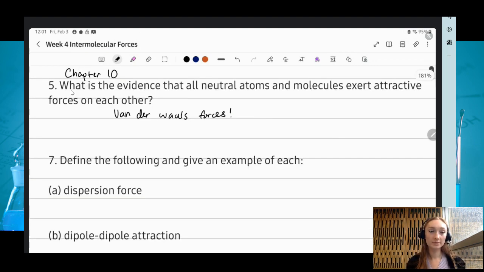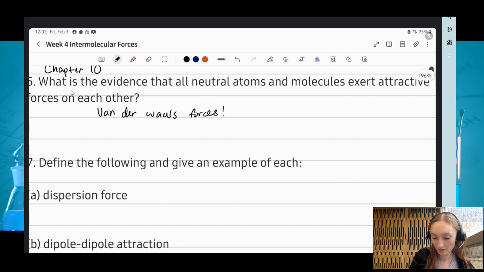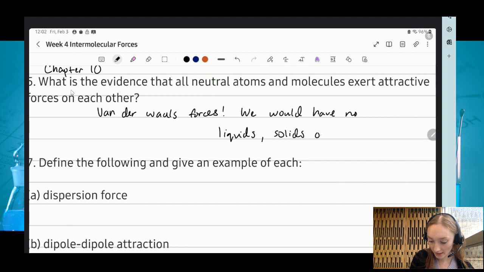And that's why neutral atoms can have this attractive force because of van der Waals force, because of that temporary attraction that electrons and the nucleus can have momentarily with things. And the reason why we know this is true is because we would not have liquids or solids or gases, regardless of temperature, if we did not have van der Waals forces into play. So that's why we know that this is true. So we would have no liquids, solids, or gases, regardless of temperature.